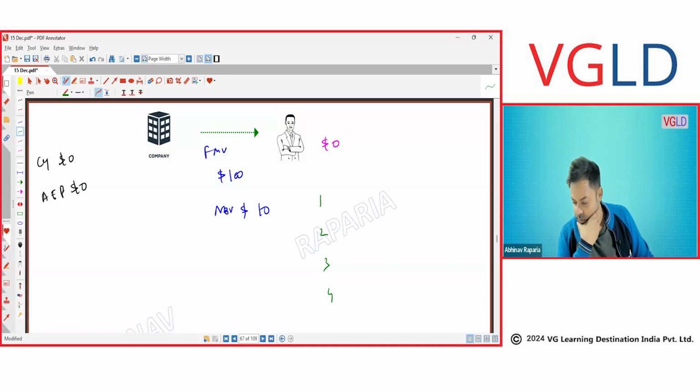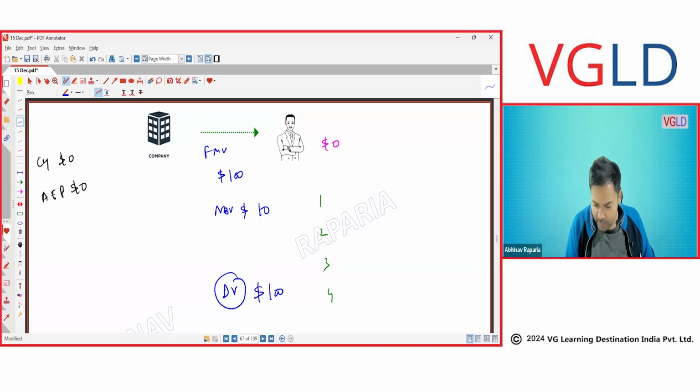And guys, Shalini, what's your answer? How much is distribution value, guys, here? Distribution value is 100. Is the company going to recognize the gain here? Shalini, is the company going to recognize the gain here? Yes, because it is appreciated property. So we are going to recognize the gain of 90. Simple, add it here, 90.